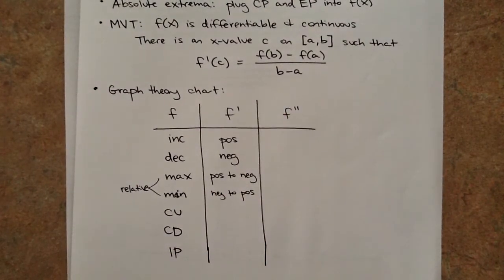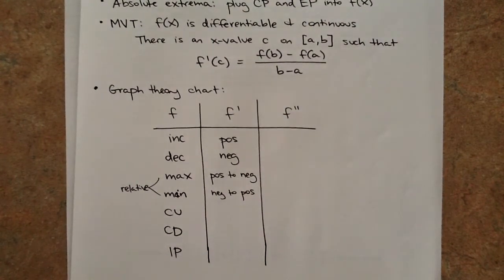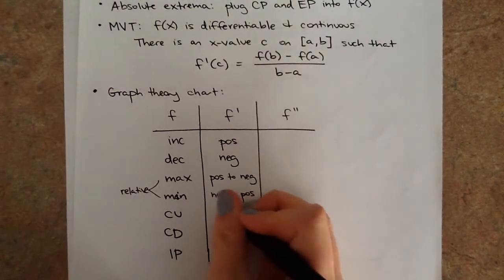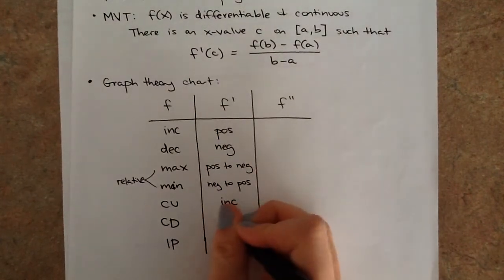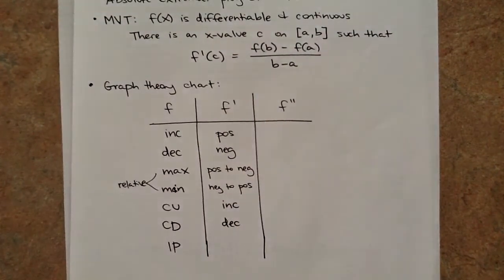Okay, so now these ones are a little bit trickier to get from f prime. If f is concave up, what is f prime doing? Increasing. Good. That's actually the first definition that I gave you guys of concavity. If it's concave up, that means the slopes are increasing the whole time. All right, and so if f is concave down, the slopes are decreasing. We'll translate this to f double prime in just a minute.